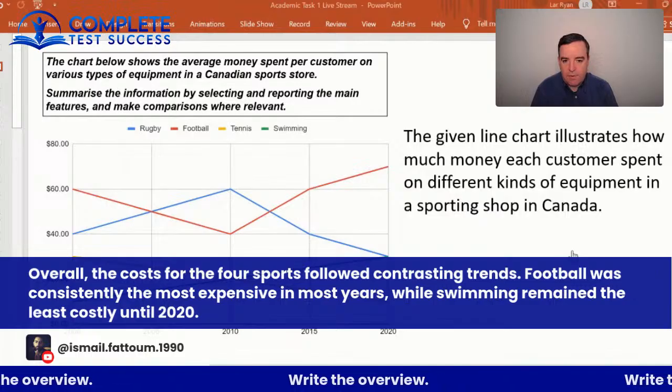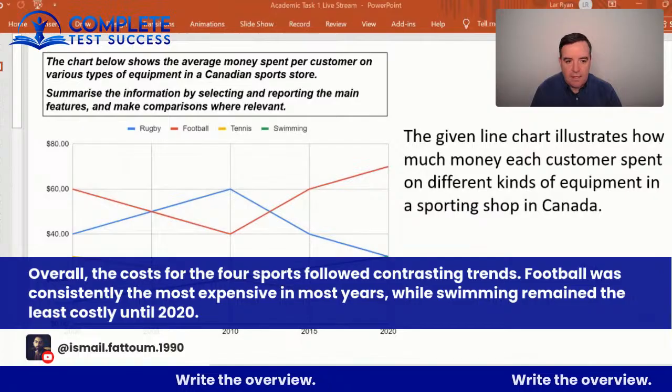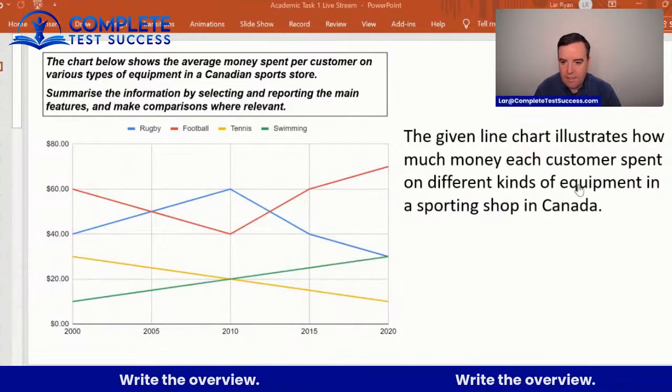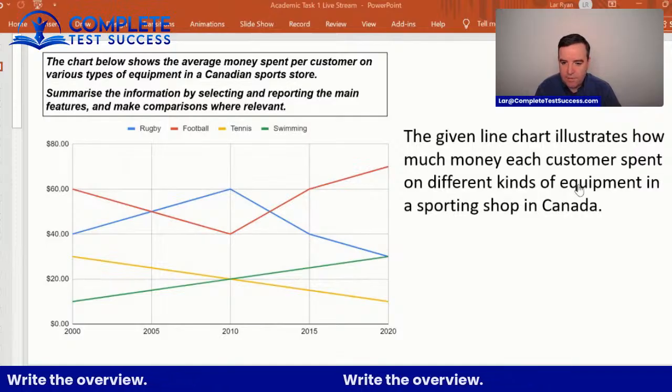"In most years, while swimming remained the least costly until 2020." So that then is swimming was what, green? So what you meant was least costly until 2010.